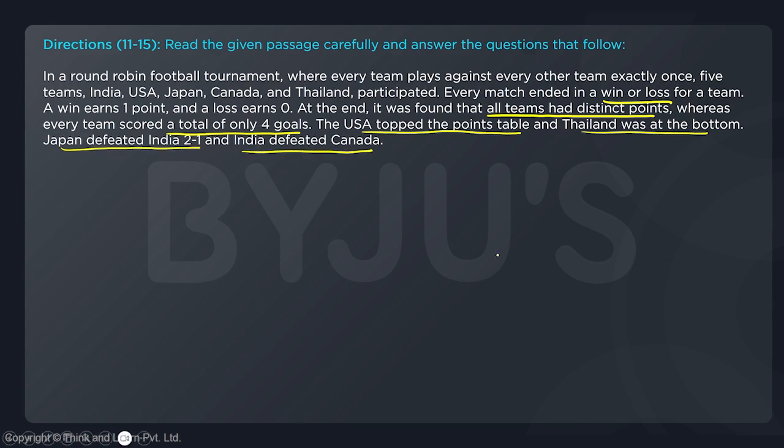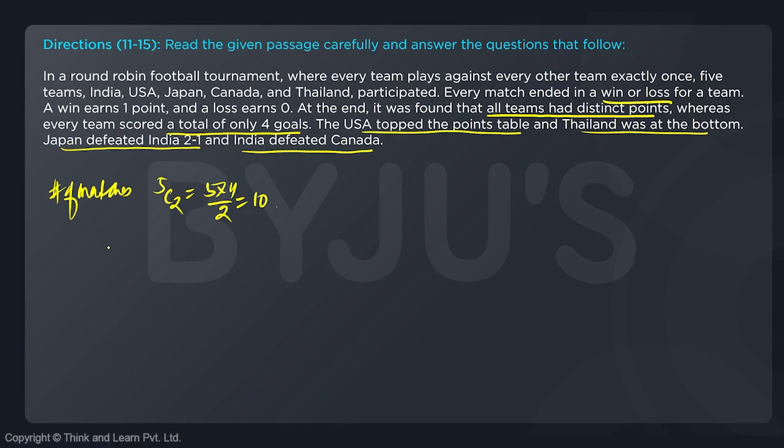So this is a question on round robin where there are 5 teams and each team plays against every other team. So the total number of matches is going to be 5C2, which is 5 into 4 upon 2, which is going to be 10 matches. That means there are supposed to be 10 wins and 10 losses. Every team scores only 4 goals and there was no draw. And it is known that each team had distinct points.